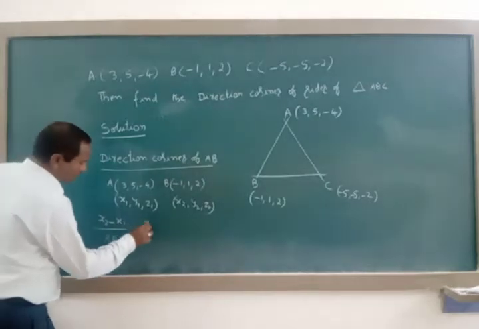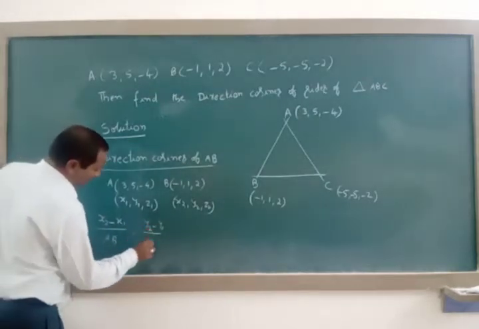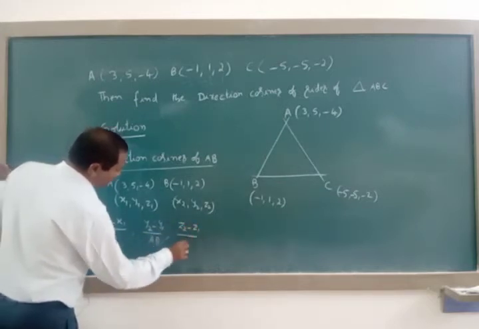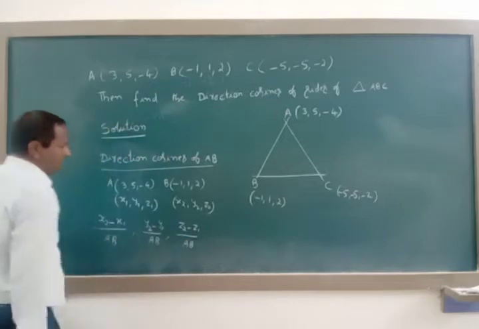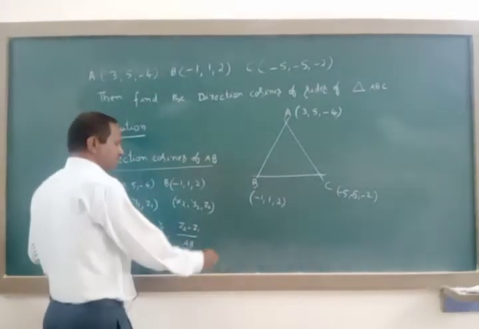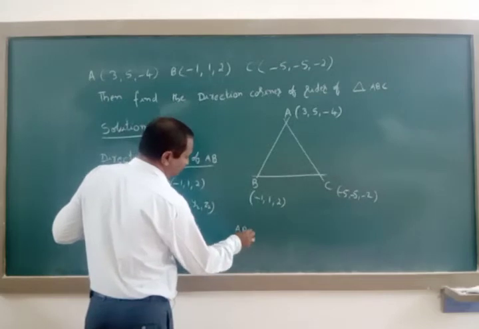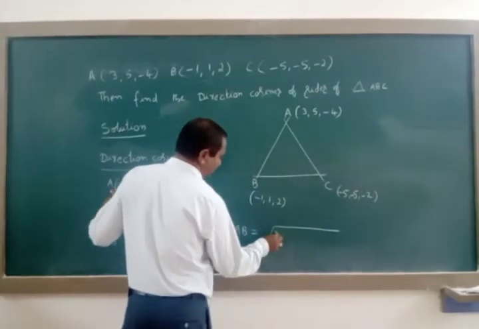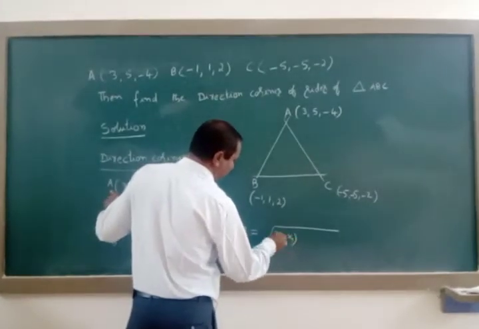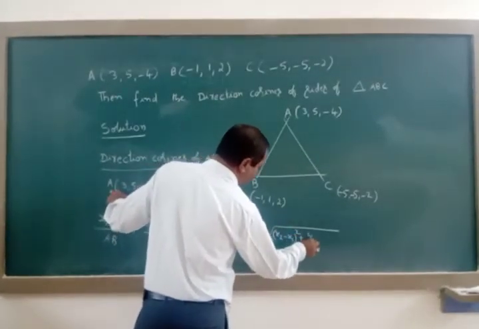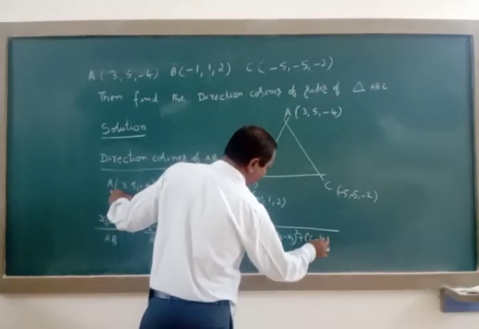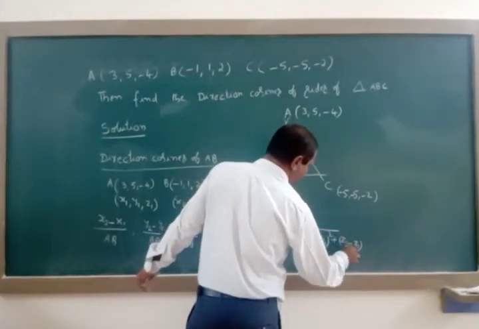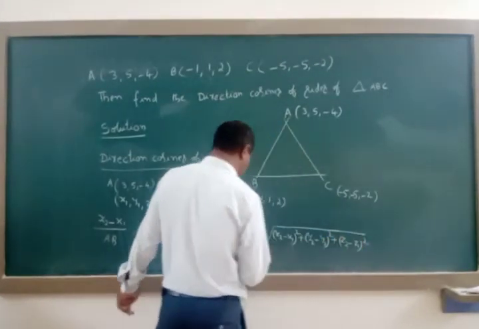y2 minus y1 whole divided by AB, z2 minus z1 whole divided by AB, where AB means the distance between the 2 points. AB is equal to the square root of (x2 minus x1) whole square plus (y2 minus y1) whole square plus (z2 minus z1) whole square. It is the distance formula.